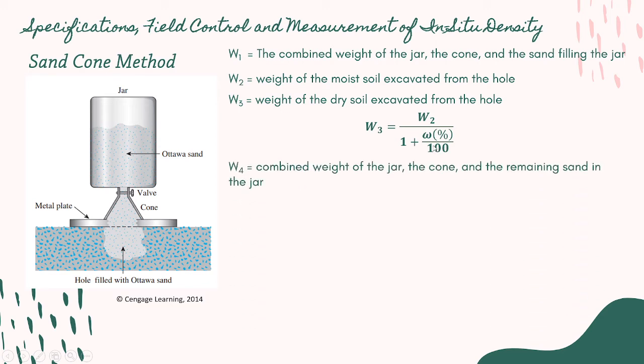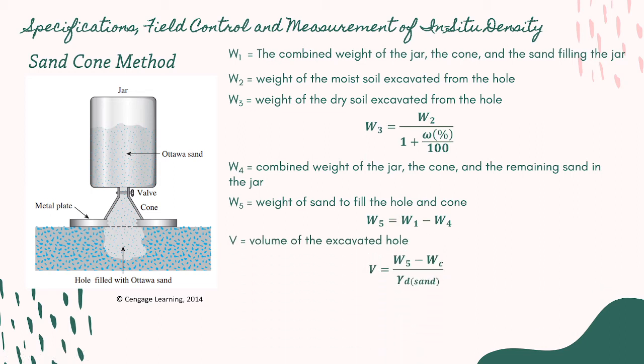And then for the W sub 4, this is the combined weight of the jar, the cone, and the remaining sand in the jar. So you have to weigh this after allowing the sand to fill the hole and the cone. And then fifth is to weigh the sand to fill the hole and the cone. So that is W sub 5. That is equal to W sub 1 minus W sub 4.